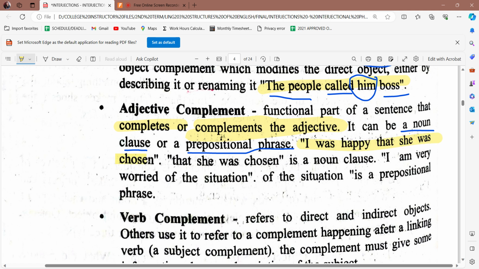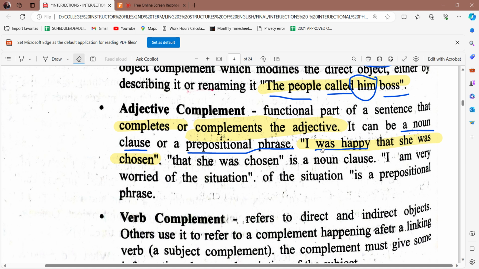Okay? I was happy that she was chosen. Now, where is our adjective? Take note, okay? You will know how to identify an adjective complement if you know kung unsa ang adjective. Unsa ang adjective? The word that describes the noun or the pronoun. Describing word siya. Okay? First, let us look for the describing word in the sentence. Okay? So, unsa man ang describing word? The word happy. So, from there, I was happy, dira. Okay, kana. This is our adjective.